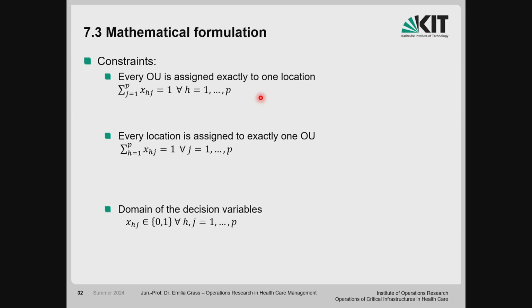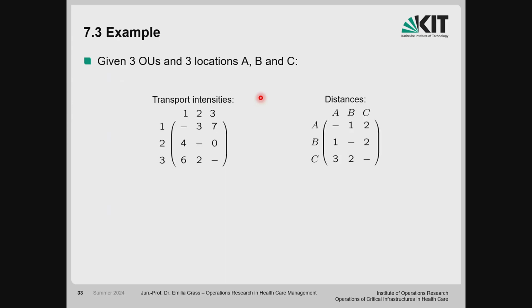And here you have the binary decision variables, x_ij. Okay, so an example. So you have 3 units, as I said, oncology, radiology, and internist, or something like this. So these are the transport intensities, okay, between 1 and 2 and 1 and 3. You see that on the diagonal you don't have any transport intensities and no distances, and A, B, C are the rooms.